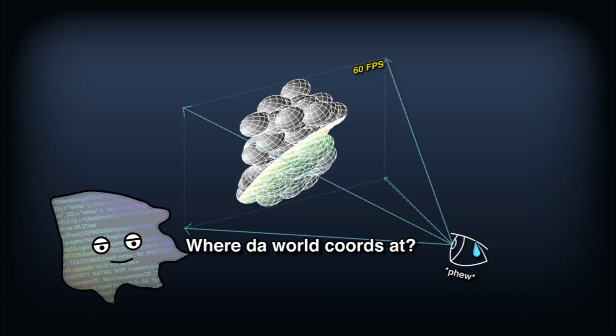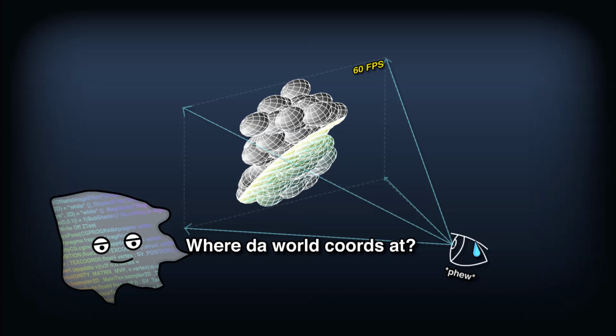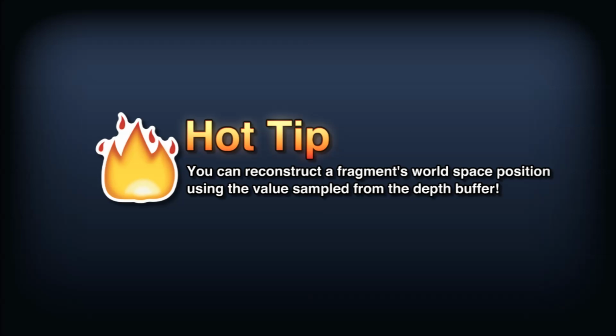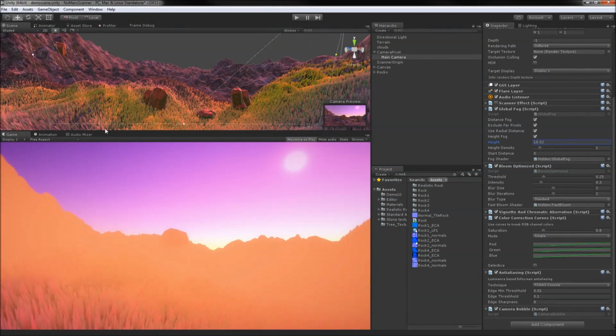Now the problem becomes, we don't have access to world space coordinates of each fragment like we do when we're working per object, but we do have access to the depth buffer. Here's a pretty cool trick for reconstructing world space position values using the depth buffer. This clever hack is used in the built-in global fog image effect as well.